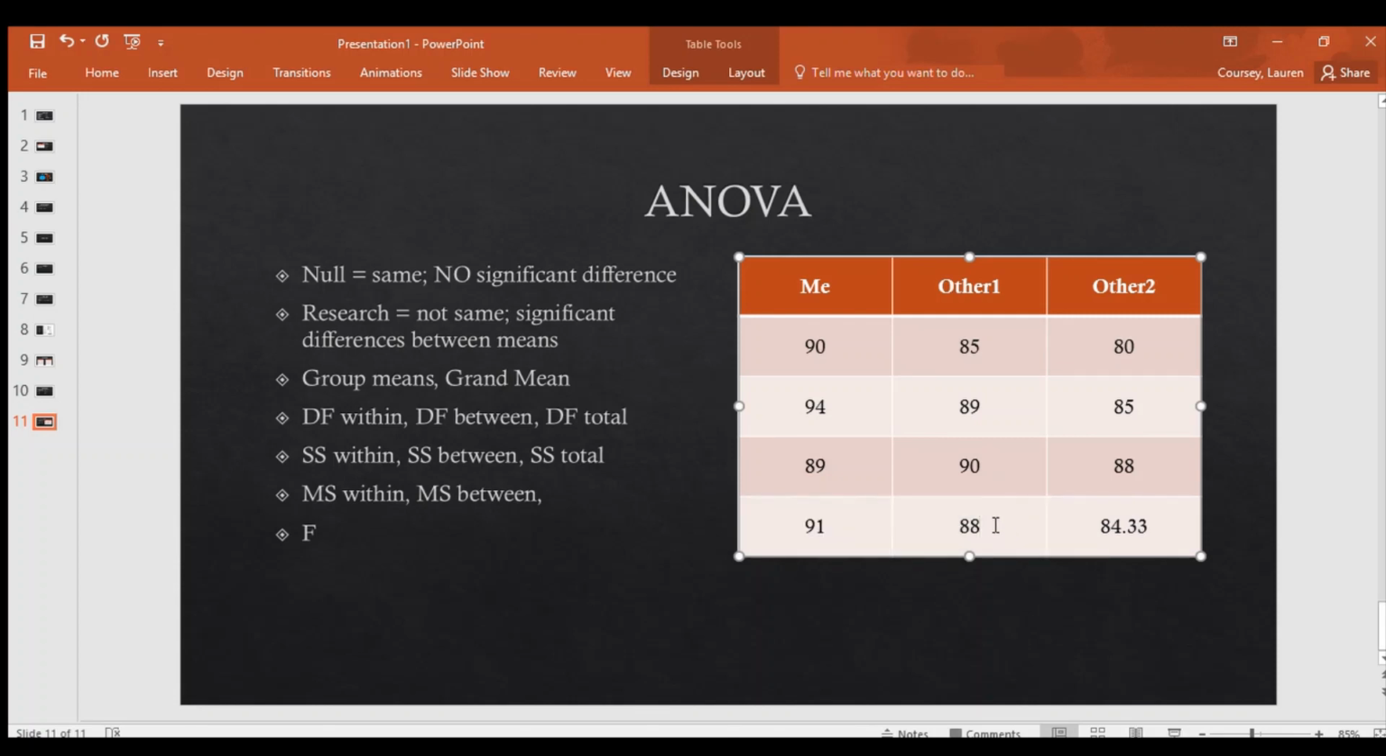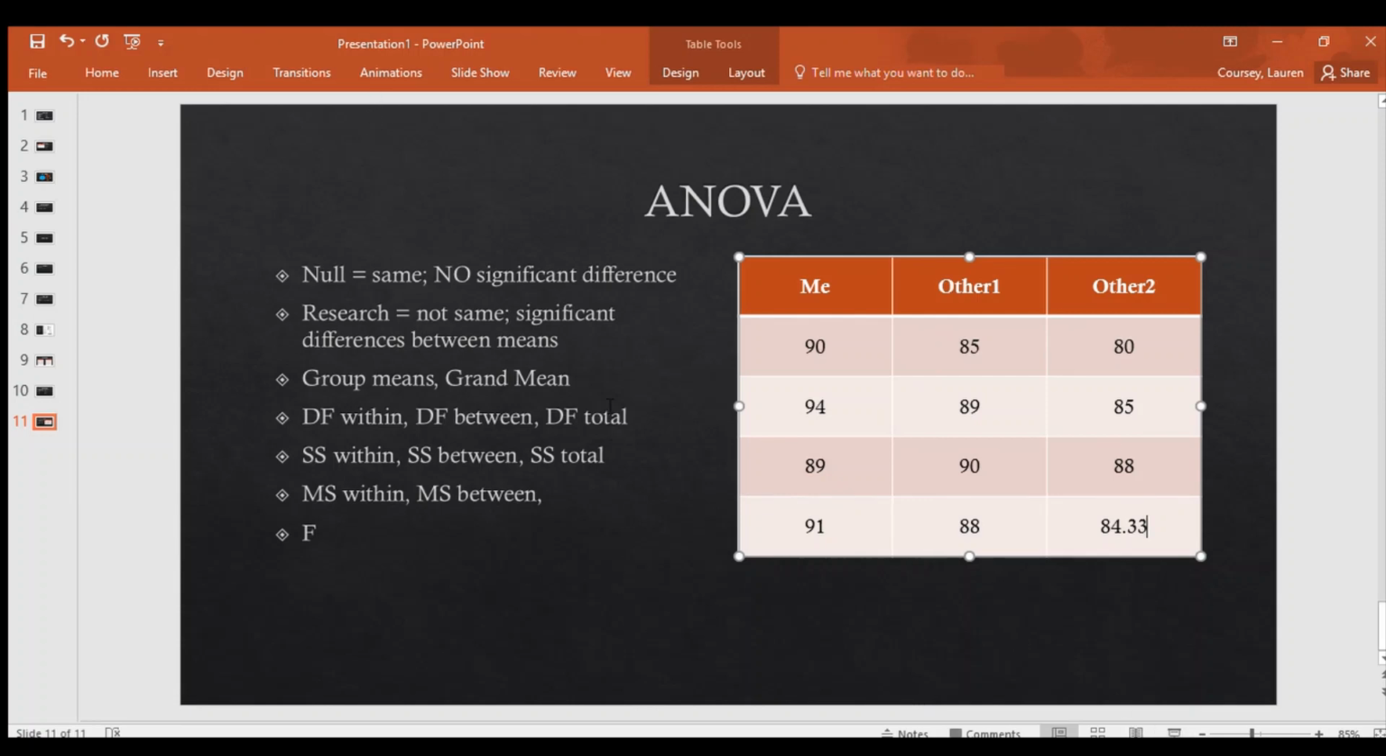So we're trying to see, is this difference here greater than what we would expect due to chance or random sampling error? Does this difference represent a true significant difference between the groups?